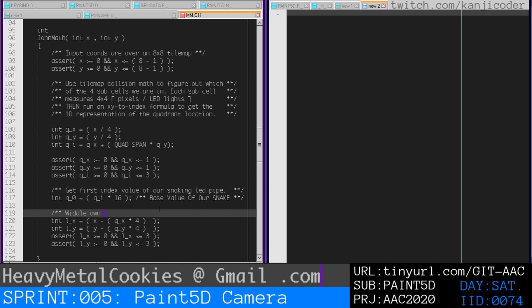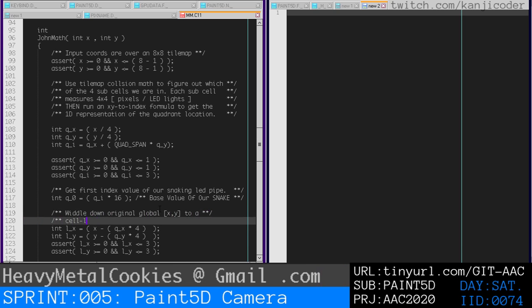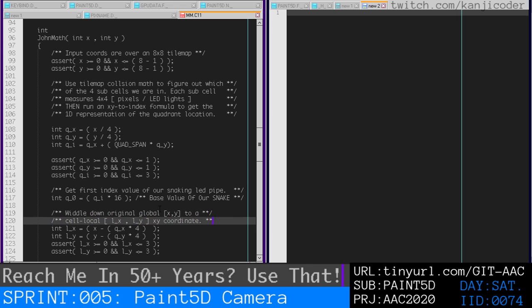Little down, original global xy to a cell local lx, ly, xy coordinate. Alright, so that's what we're doing here.